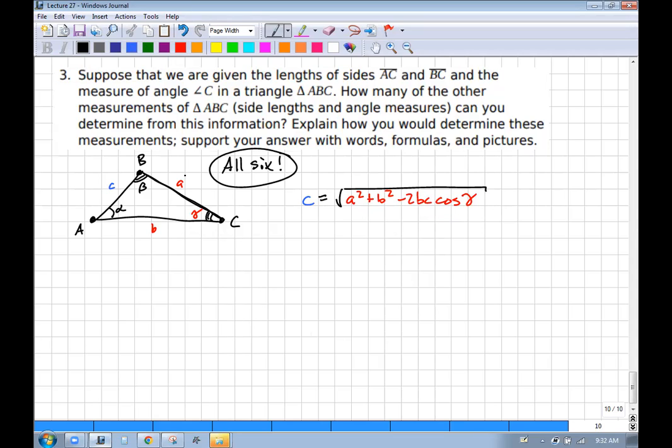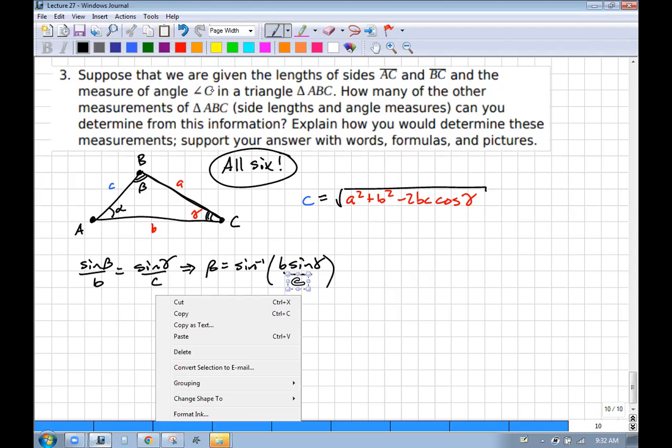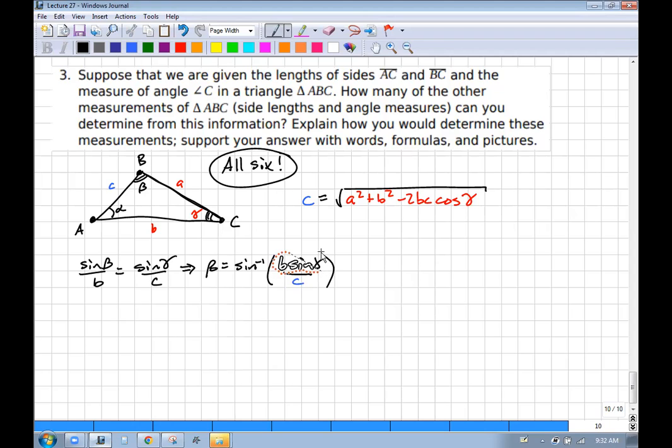So now that we know 3 sides, we can do the law of sines here. Let's say we wanted, since we have gamma, we can figure out beta, right? We could say sine beta over B equals sine gamma over C. So beta is sine inverse of B sine gamma over C. We already said we could figure that out. B and gamma are given. So now we know what beta is, right?